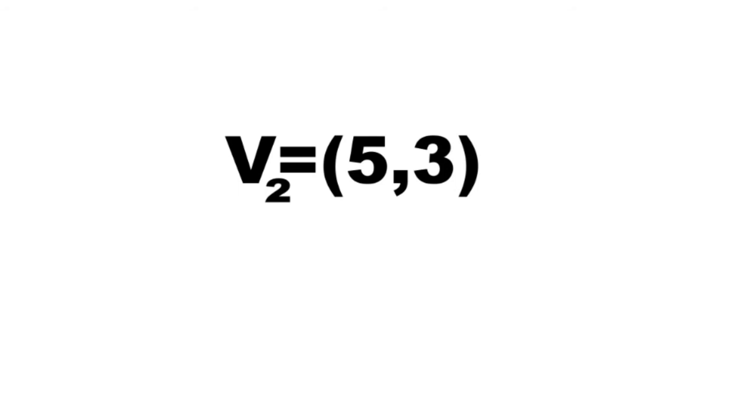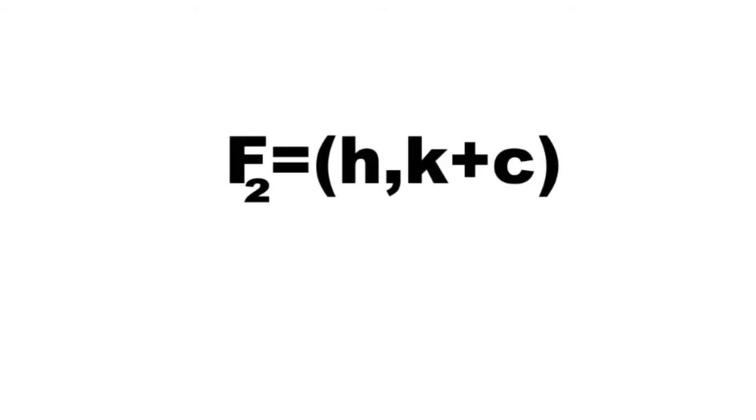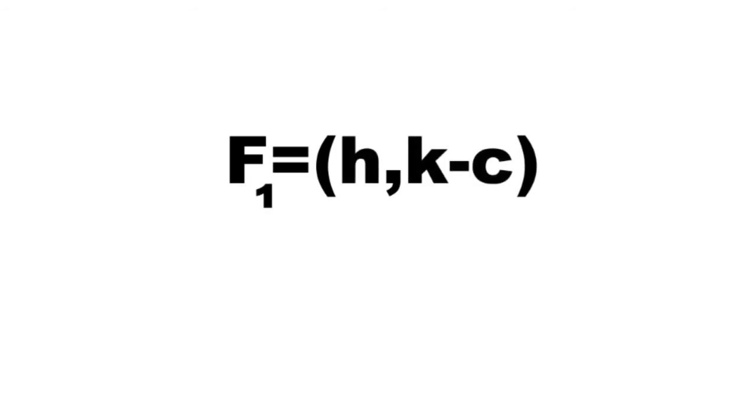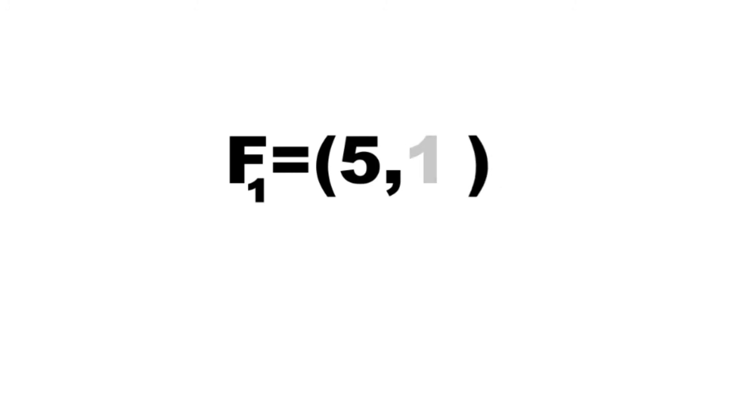For the upper focus, F sub 2 is (h, k plus c), so F sub 2 is (5, 6 plus 5), so F sub 2 has coordinates (5, 11). For the lower focus F sub 1, we have (h, k minus c), so (5, 6 minus 5), so F sub 1 has the coordinates (5, 1).